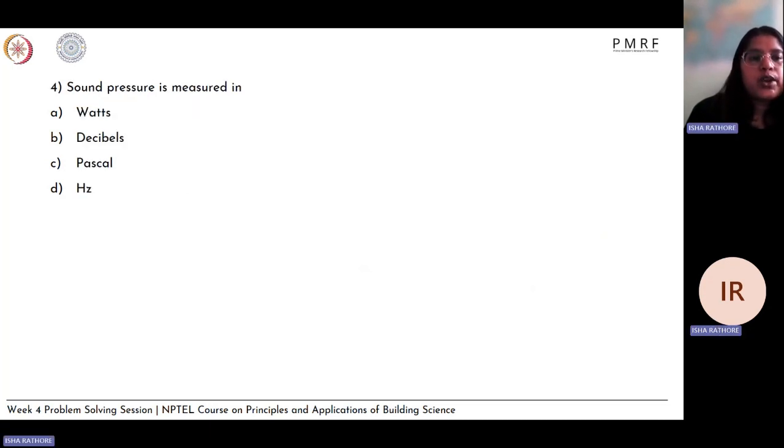So moving on to question 4, sound pressure is measured in A, watts, B, decibels, C, pascals, or D, hertz. So again, units are important for different properties and they can be asked in the questions for your particular examinations as well.